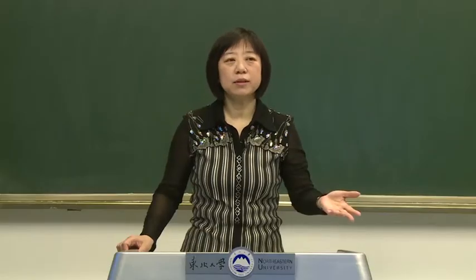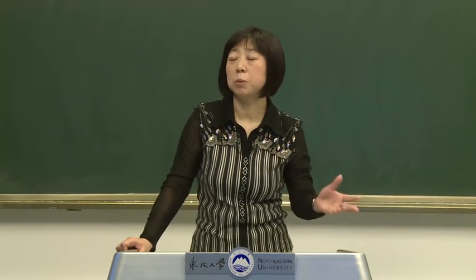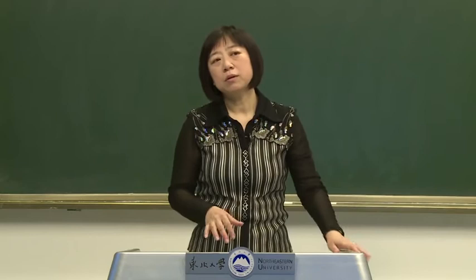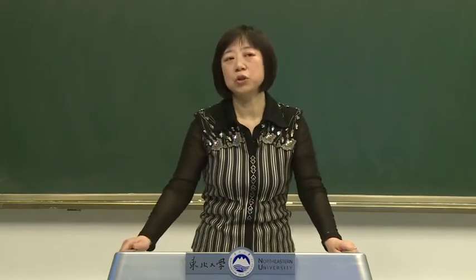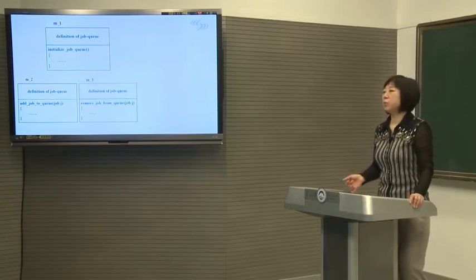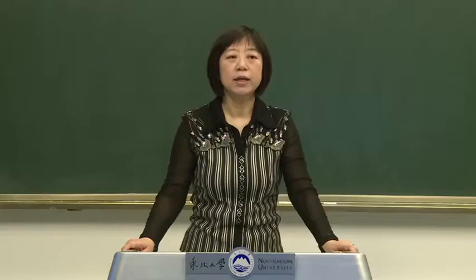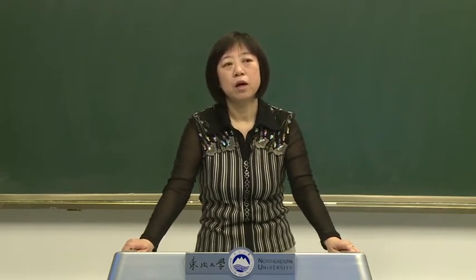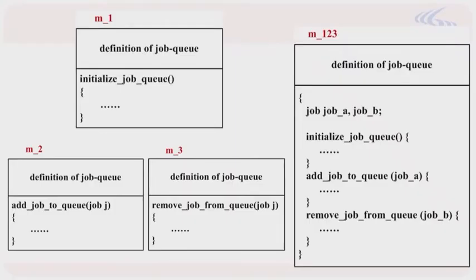Let's assume that the data structure or the implementation of the job queue is supposed to change. What will happen? Maybe now the job queue's data structure is a linked list, and we are going to change it to another data structure. Surely the functions of initialize job queue, add job to queue, and remove job from queue will change. Right? So that means 3 modules will be affected. So we must admit that this is not a good design. Let's have a look at another design.